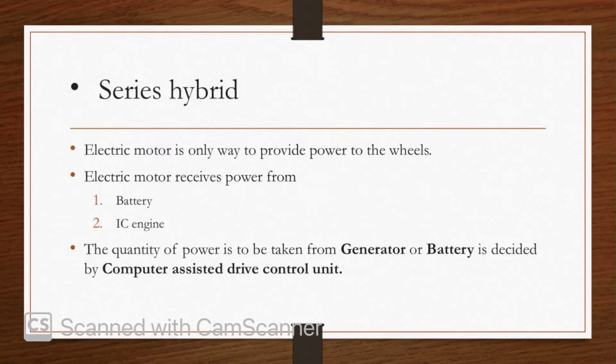In series hybrid, the only way to provide power to the wheels is by the electric motor. This electric motor receives the power either from the battery or from the generator which is run by the IC engine. The quantity of power to be taken from the generator or from the battery is decided by the computer assisted drive control unit.